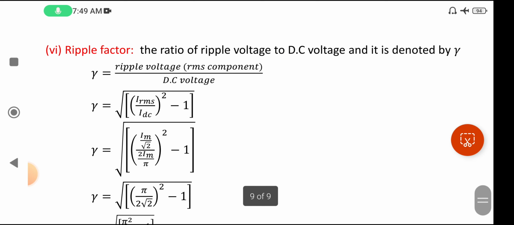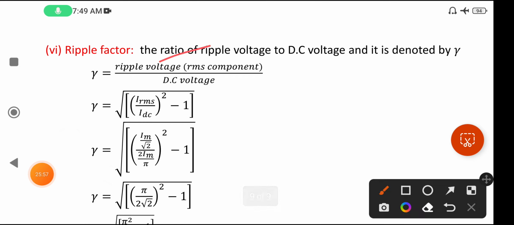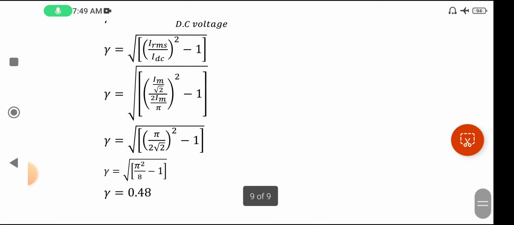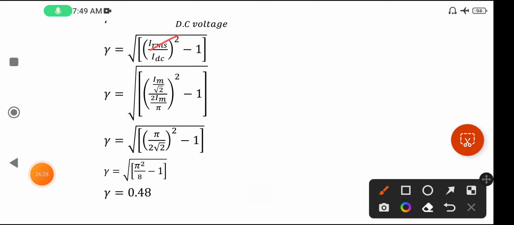Next, ripple factor. Ripples means AC. The ratio of ripple voltage to DC voltage is called the ripple factor. The ratio of the RMS component to the DC component is called the ripple factor, and it is denoted by gamma. So gamma is equal to ripple voltage by DC voltage. By solving this we directly get IRMS by IDC whole square minus 1. We already calculated the IRMS and IDC values: IRMS is Im by root 2, IDC is 2 Im by pi. So here Im gets cancelled.